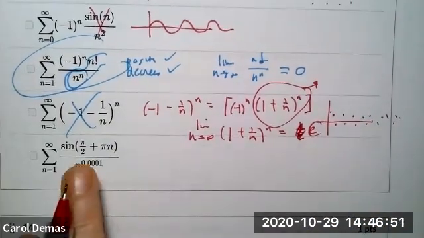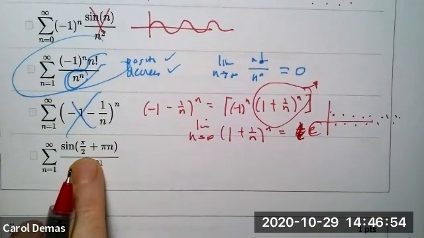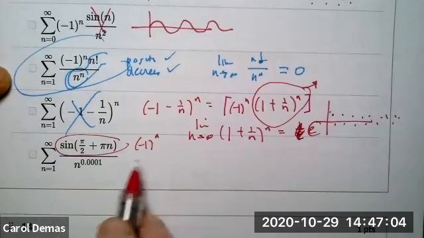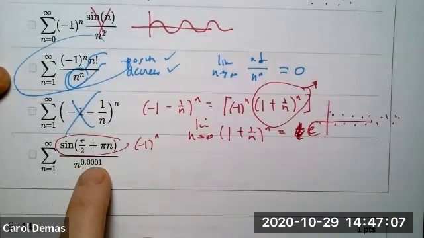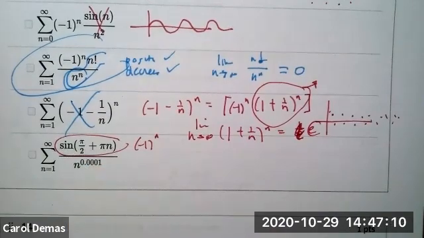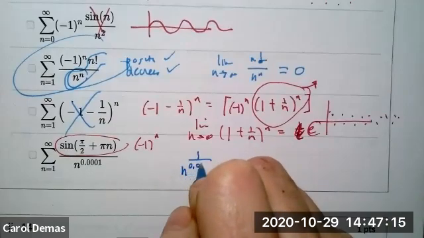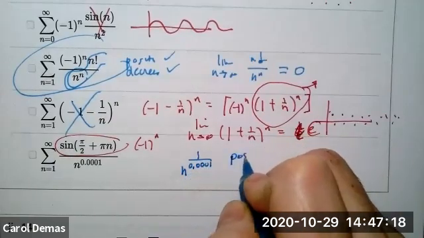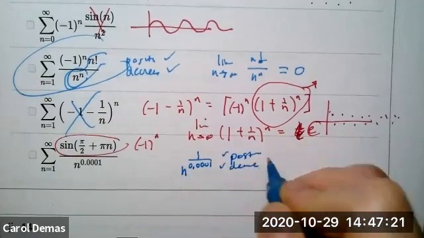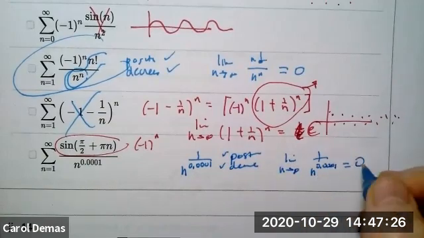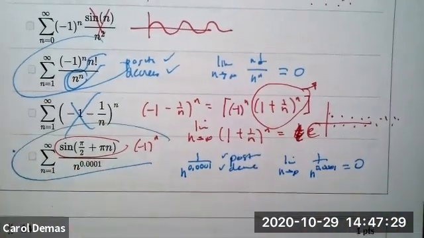Okay, what about this one? Is sine of pi over 2 plus n pi an alternator? Yes, it is. This is the same as -1 to the n. So we have -1 to the n over n to a very small number. But we still have the fact that 1 over n to the 0.0001 is positive. It's decreasing. And if we take the limit, we'll get 0. So this one also works with AST.